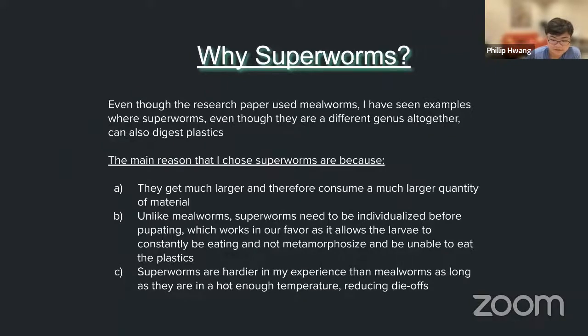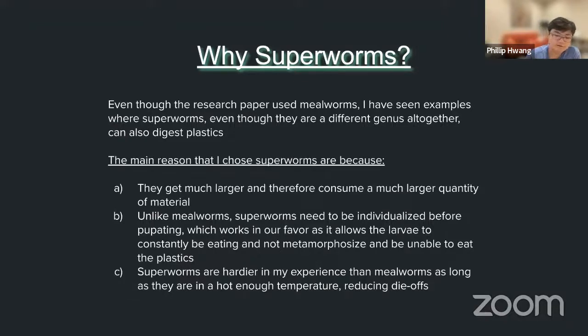So back in the question, I said the research article was about mealworms, but why did I choose superworms for this experiment? Because superworms and mealworms are actually two separate things. Superworms are in the genus Zophobas, while mealworms are in the genus Tenebrio. Superworms actually get several times larger than mealworms. The reason I chose superworms was that they get much larger, as I said, so they consume larger quantities of styrofoam. And superworms are a little bit hardier in my experience because I kept superworms before this project. And this would reduce die-off and some variation in the experiment.